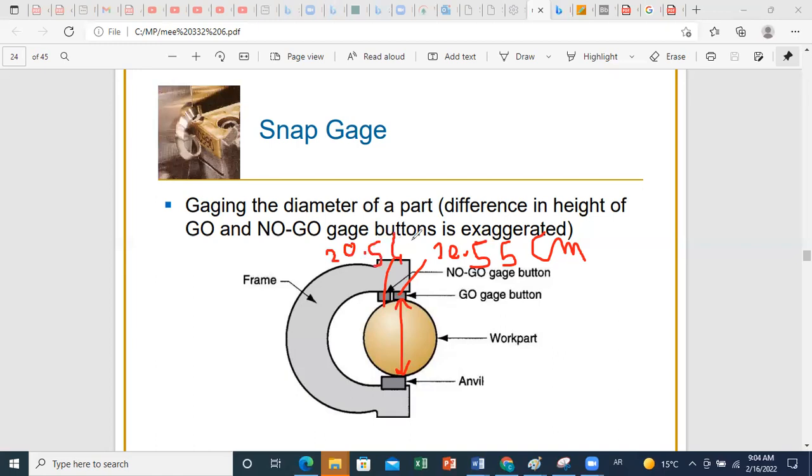So in this case, what will happen is that you have several snap gauges. You will try different ones until your ball will go through the go gauge, but not through the no-go gauge. Then you can say that the diameter of this ball is between these two values. Let's say the accuracy will be 0.001 millimeter.